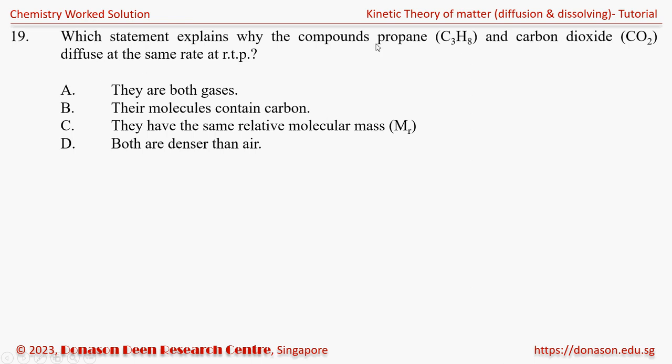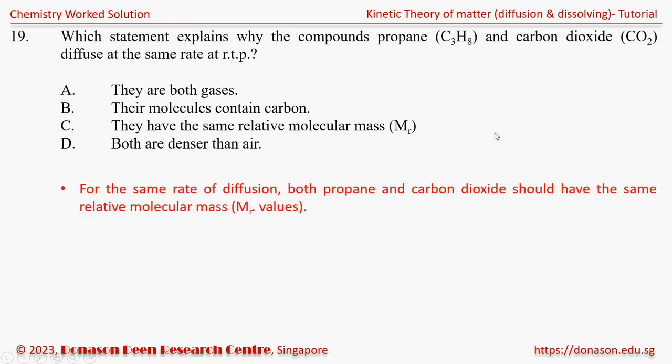For two gaseous molecules to diffuse at the same rate, they should have the same density. In other words, they should have the same relative molecular mass. So for the same rate of diffusion, both propane as well as carbon dioxide should have the same relative molecular mass, or the MR values for short.